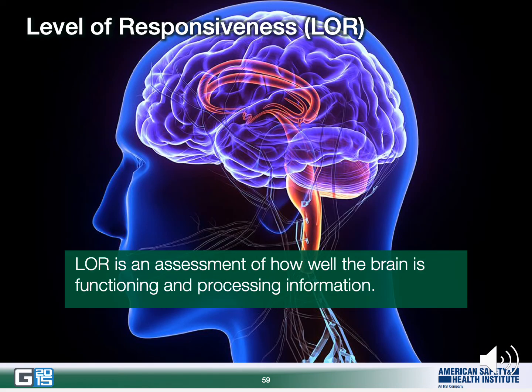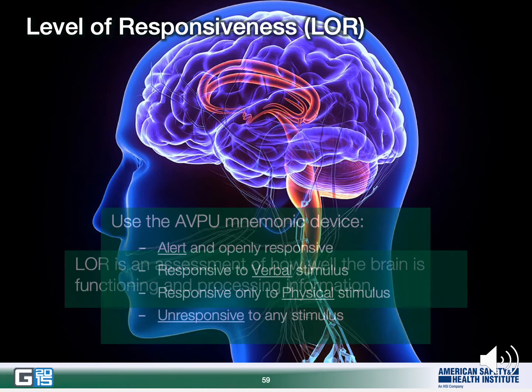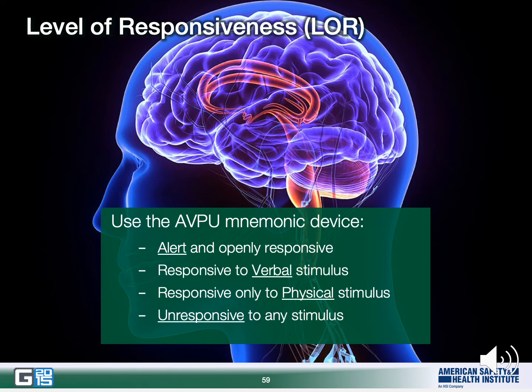So, level of responsiveness is an assessment of how well the brain is functioning. So, alert and openly responsive, responsive to verbal stimuli, responsive only to physical stimuli, and unresponsive. So going back to what I said before, an A&O x4, alert and oriented, is alert and openly responsive.